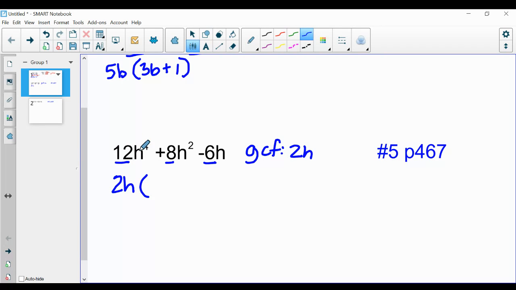Now, if I pull a 2H out of here, if I pull a 2 out of a 12, I'm left with 6. If I take one of the H's out, I'm left with H cubed. Now let's do the next term here. If I take a 2 from 8, I'm left with 4. If I take one of those H's, I have 1 left because there were 2 to start with. And the last one, if I take a 2 out of 6, I'm left with 3. And if I take an H out, I'm not left with any other H's. So that is my answer.